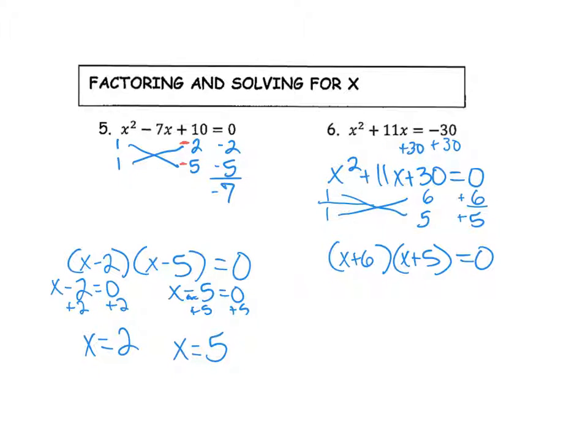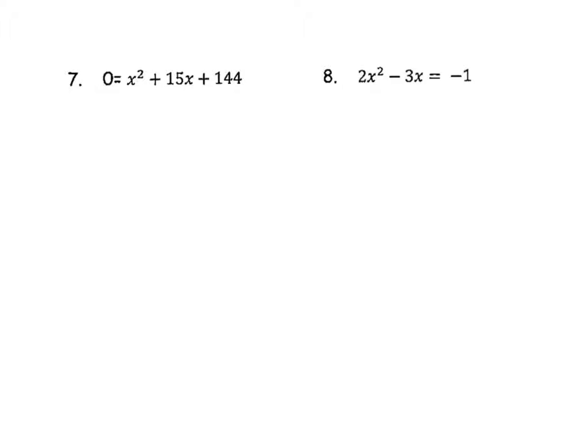Now find your x's. What are my 2 x's? X equals what? Negative 6. Negative 6, and x equals what? Negative 5. It's just the opposite sign. Okay, I am moving on. 7 just looks weird because I started with the 0, but it's still fine.